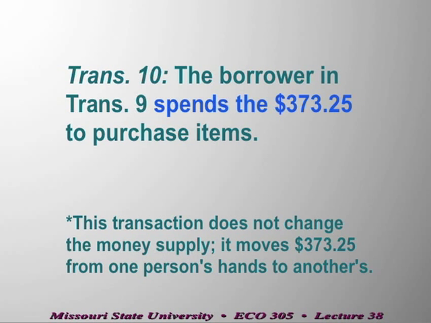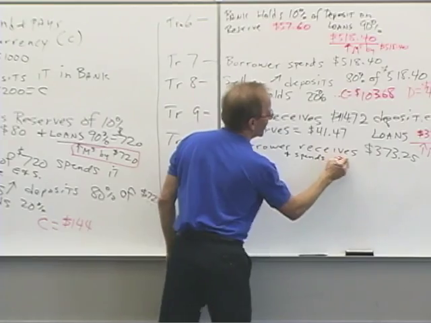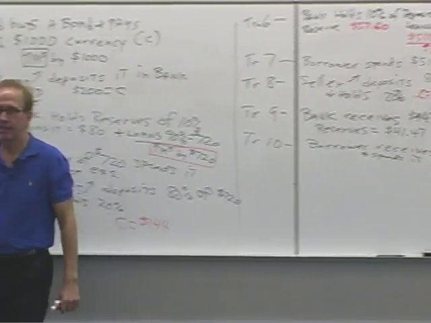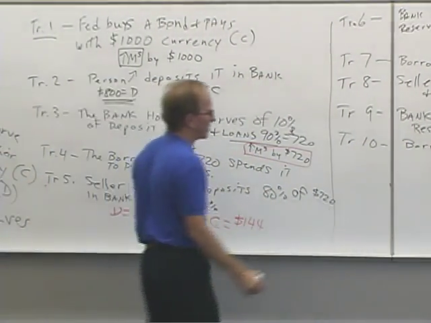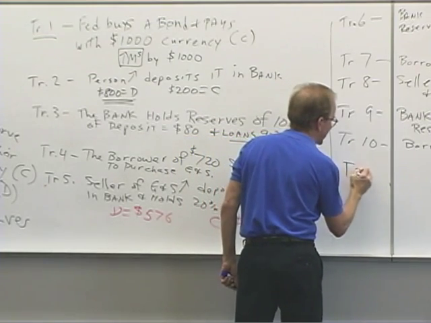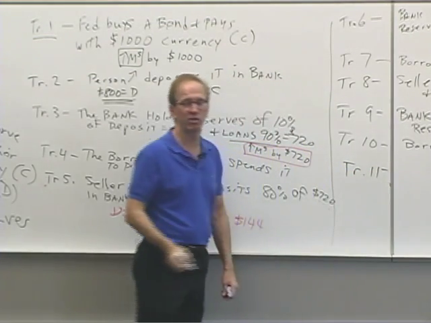And spends it. Right? That's what we do with money. That's what I do with all my money, and just a little bit more. Transaction 11, which explains the whole idea of credit.